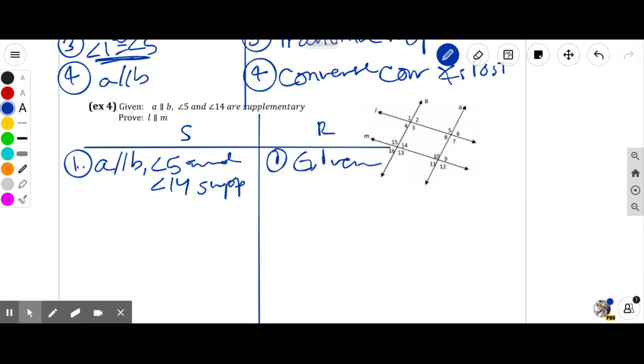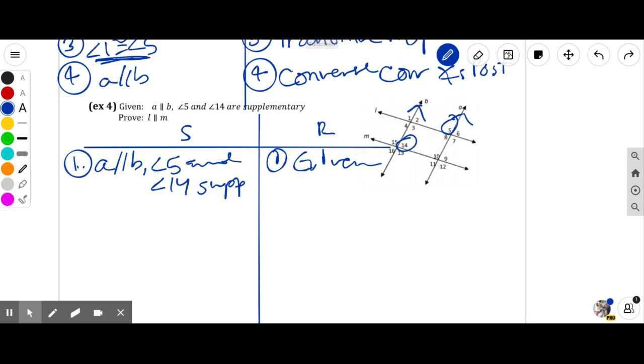So if you look at the picture, they told us that 5 and 14 are supplementary. We are trying to prove L and M are parallel, but we do know A and B are parallel. So this time, knowing A and B are parallel, we can use the relationships this way on these transversals, but not this way on those transversals. So it's a little tricky.